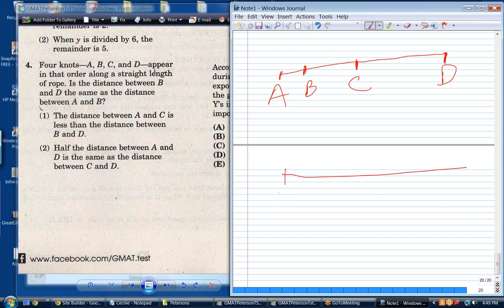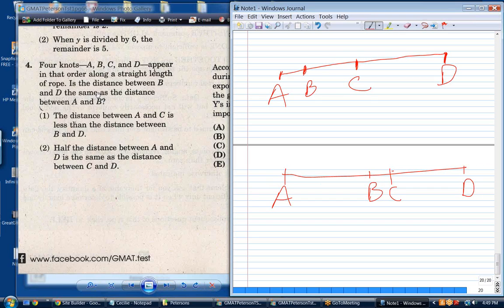For that to be true, B would have to bisect, right? So here the distance between B and D is the same as A and B. Now the question is, can we put a C in there? No. That's right, because even if I put C right there, that makes the distance from A to C greater than B to D. So statement 1 works, and we can answer it in the negative.